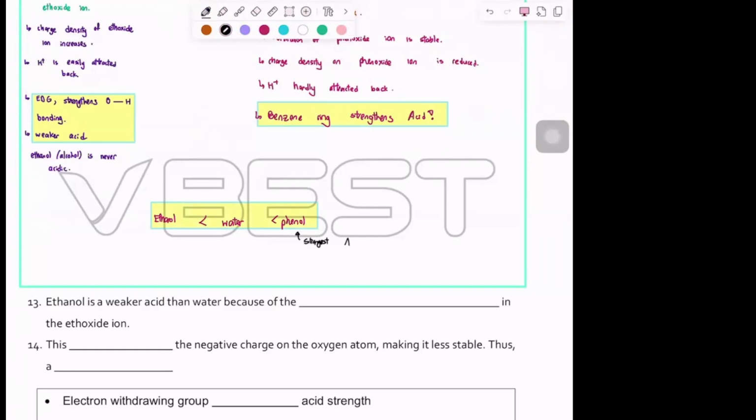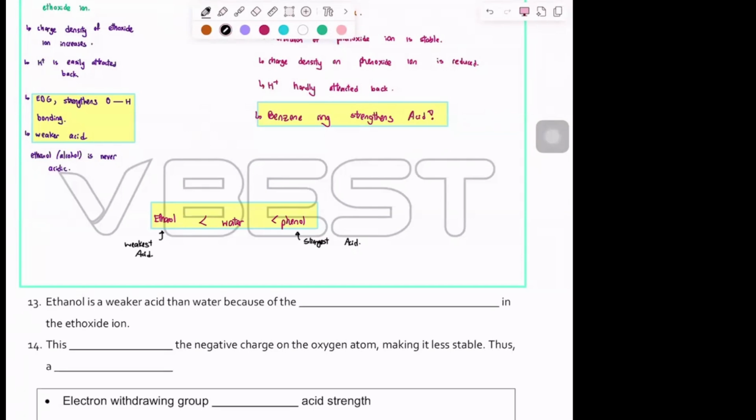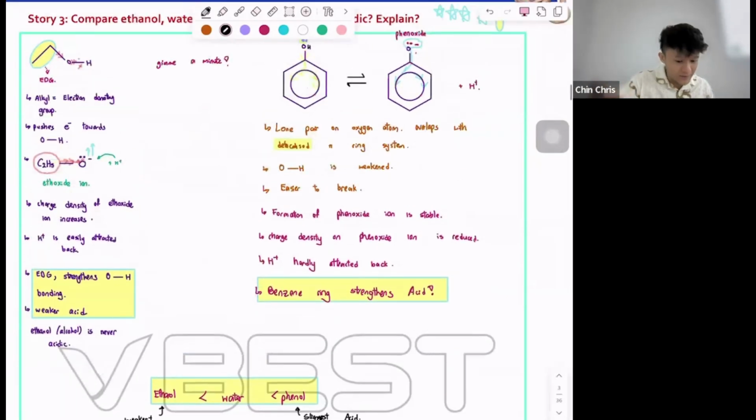So just checking one last time. Yes, the benzene ring strengthens the acid because it reduces the charge density on oxygen, which reduces the chance of the H plus ion coming back, which decreases the concentration of H plus in solution. Yes, correct, you are right. Okay, thank you. But you don't have to mention the concentration of H plus in the solution. Your concept is not wrong.